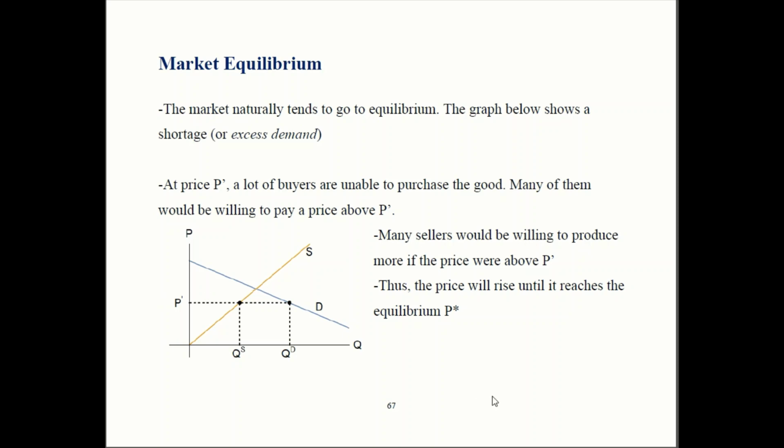So in short, if price is below the equilibrium, it's going to rise until you get to equilibrium. If price is too high, if it's above the equilibrium, it's going to fall until you return to equilibrium. That's why I said earlier the market naturally goes to equilibrium.